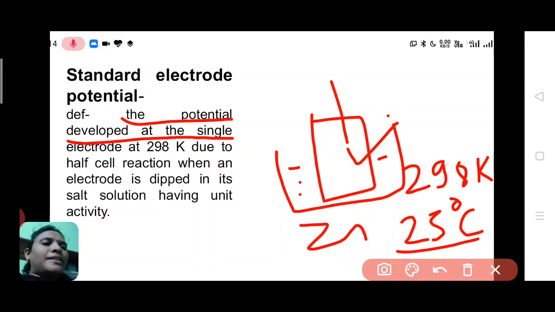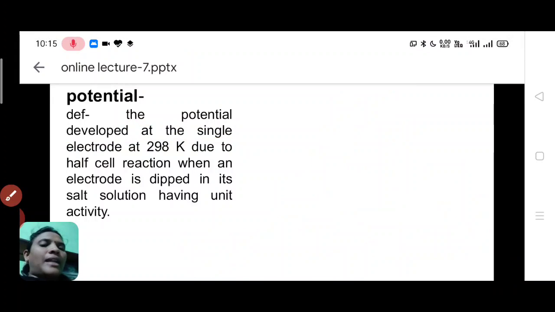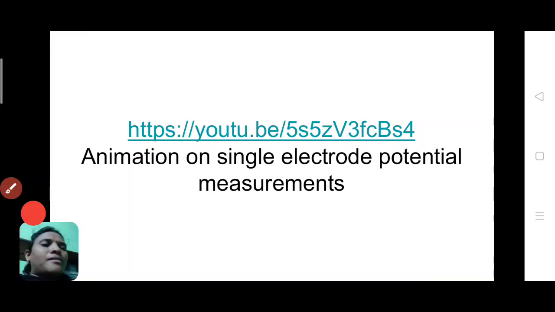Consider this beaker, and the electrode is dipped in its solution, and this solution has 1 molar activity, that is 1 molar concentration. Then whatever potential is developed on this electrode is called the standard electrode potential. At which condition? That is at 25 degrees Celsius and 1 molar activity solution. So this is the standard electrode potential. There is some animation on single electrode potential measurement. You can see it on YouTube.